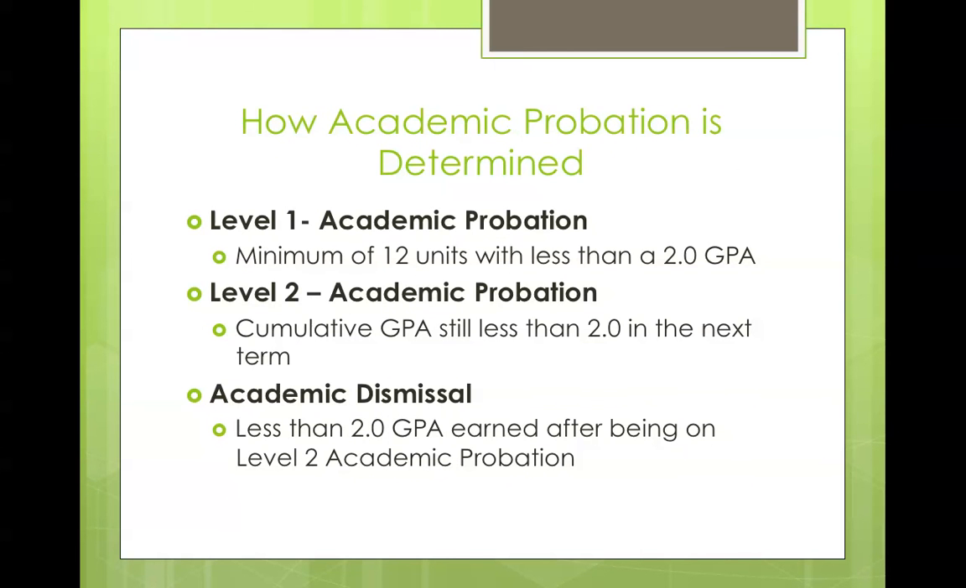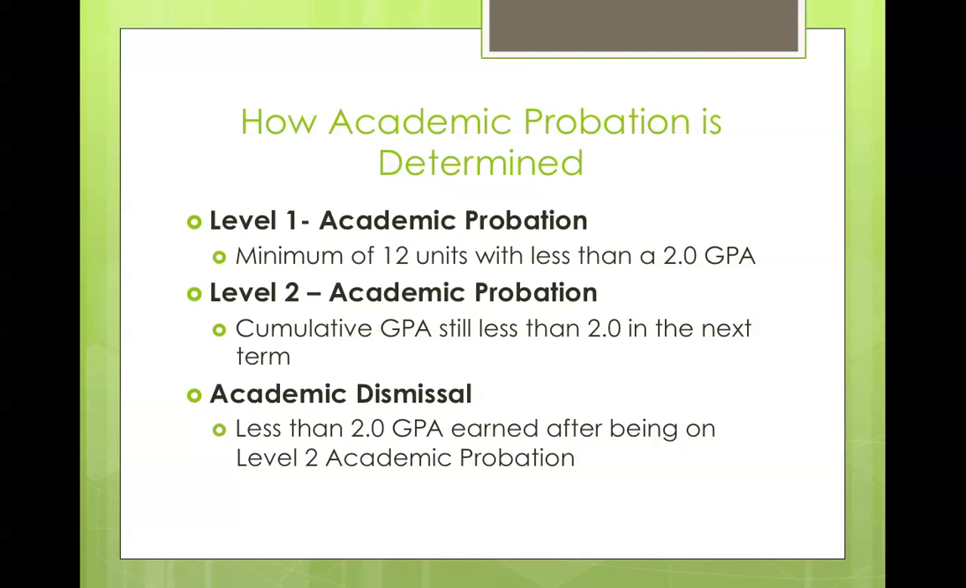How academic probation is determined. Level 1 academic probation: you have to be in a minimum of 12 units with less than a 2.0 GPA. So you attempted 12 units and your GPA for that given semester was less than 2.0. Level 2 academic probation: your cumulative GPA is still less than 2.0 in the next term. So that means in 2 terms, your overall GPA from the day you began school till now is still below 2.0. That puts you on level 2 academic probation.